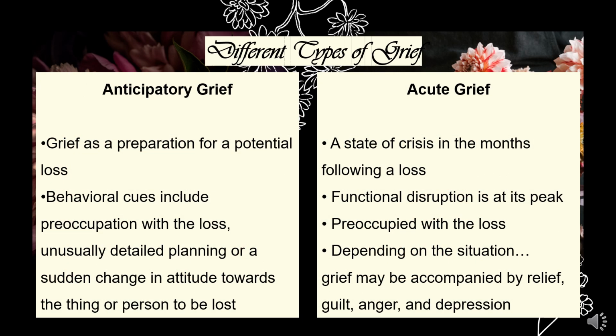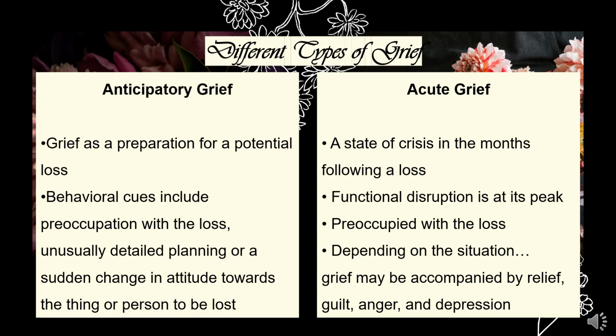There are several types of grief. First, let's discuss anticipatory grief, which happens when someone is preparing for an expected loss. Signs may include preoccupation with the loss, or unusually detailed planning, or a sudden change in attitude towards that thing or person that's expected to be lost.